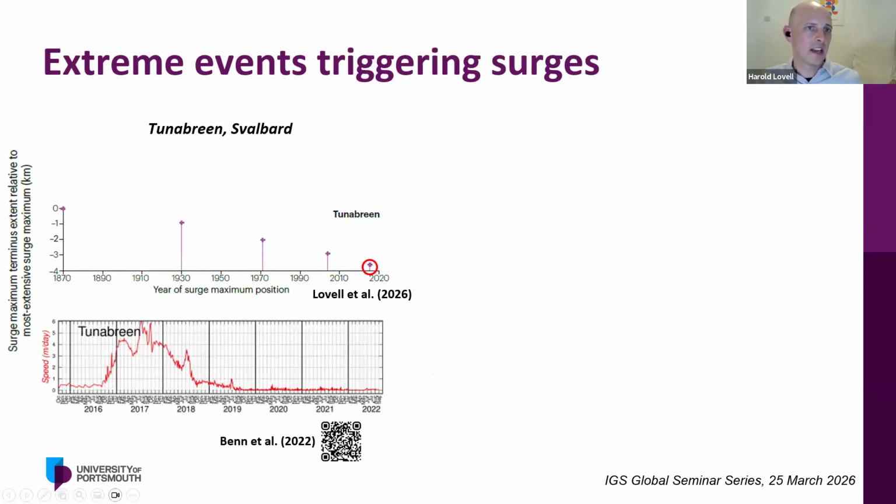We're also seeing extreme events like rainfall triggering surges. So this is Tunabreen, another example from Svalbard, which you could almost say was surging by clockwork, almost every 40 years. And then it bucked that trend in 2016 by having a slightly earlier surge than might be expected. And that surge was actually preceded by a very extreme rainfall event for Svalbard in October of that year. So it looks like potentially extreme weather could have helped to channel waters to the bed and trigger the surge before it was really ready to go.